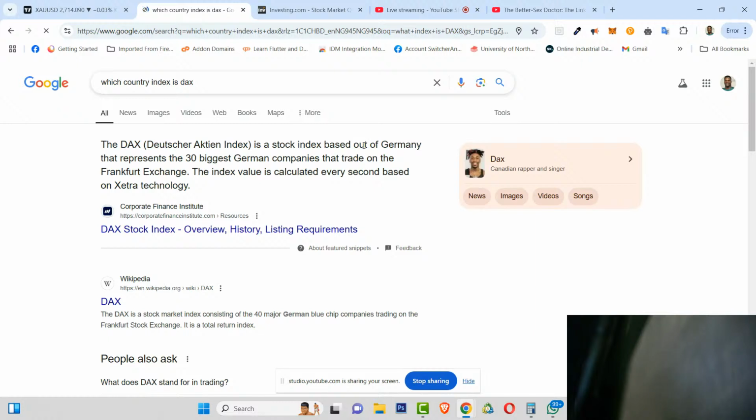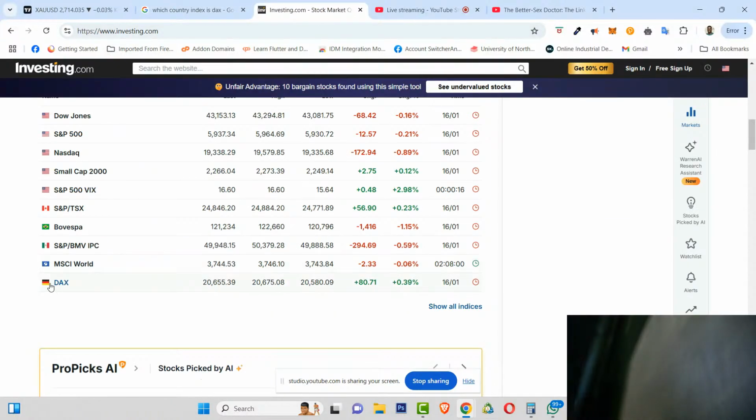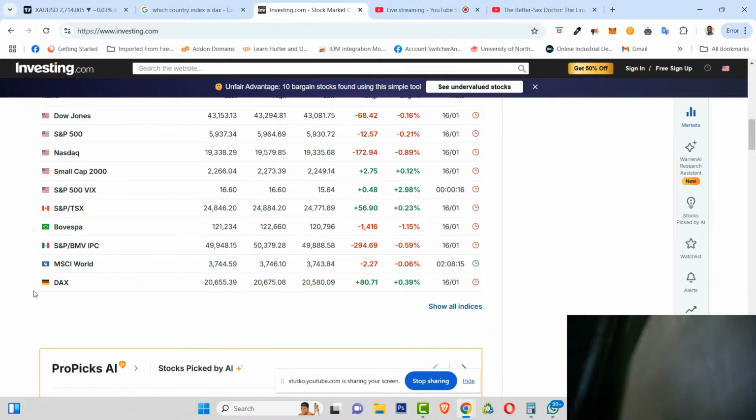Just like you have the DXY, which is for the United States dollar, the DAX is for Germany. It's a stock index based out of Germany that represents the 30 biggest German companies that trade on the Frankfurt Exchange. What this index shows you is the overall economic health of Germany.